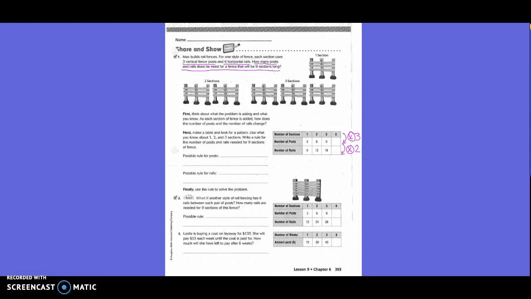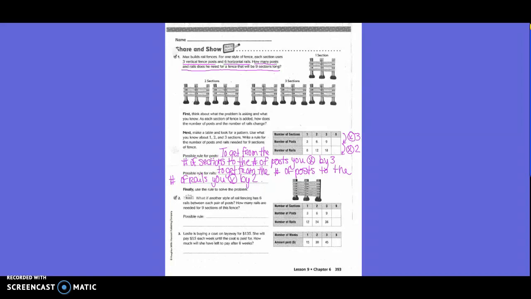Okay. So write a rule for the number of posts and the number of rails needed for the fence. Now, we went ahead and did how to get from each section, right? So you said to get from the number of sections to the number of posts, you multiply by 3. And then the rule for the rails, to get from the number of posts to the number of rails, you what? Multiply by 2.